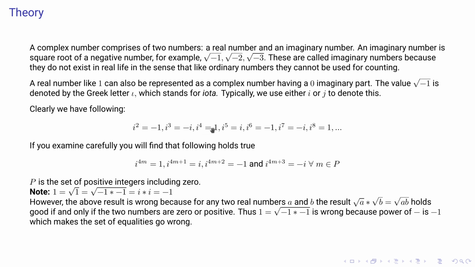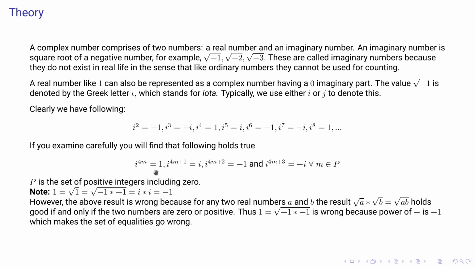i to the power 4 will be 1 because i to the power 4 is i square square, so -1 square is 1, and i^5 would be i to the power 4 into i, so it becomes i, and so on. Now if you see carefully, then if you multiply i to the power 4 with i square, i cube, and i to the power 4, that is 4 powers of i, then the results will repeat. As you can see here, i to the power 5 is i, i to the power 6 is -1, i to the power 7 is -i. So it keeps rotating among 4 values.